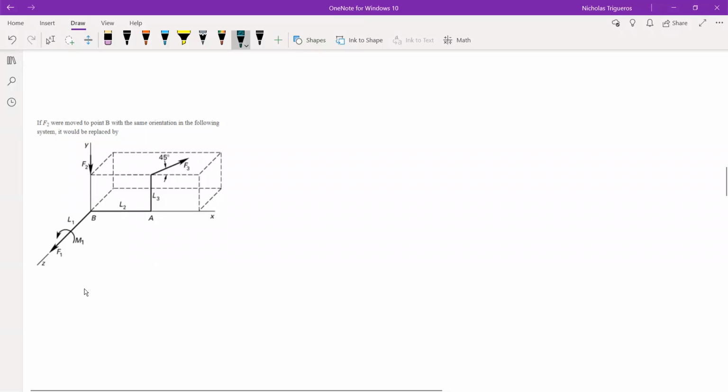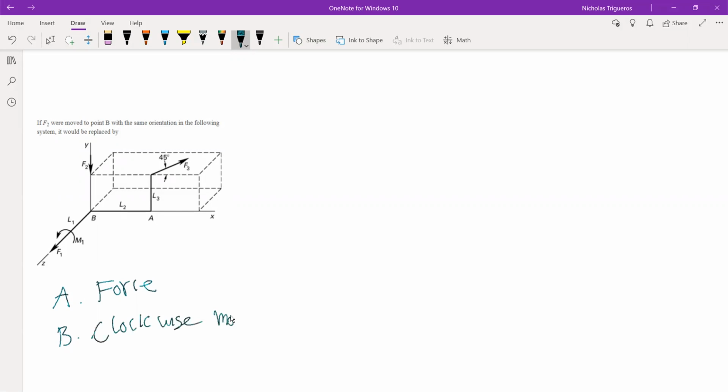We could be replaced with force. B, which is this thing's just a moment. Yeah. Clockwise moment. C, force and clockwise moment. Or D, force and a counterclockwise moment.